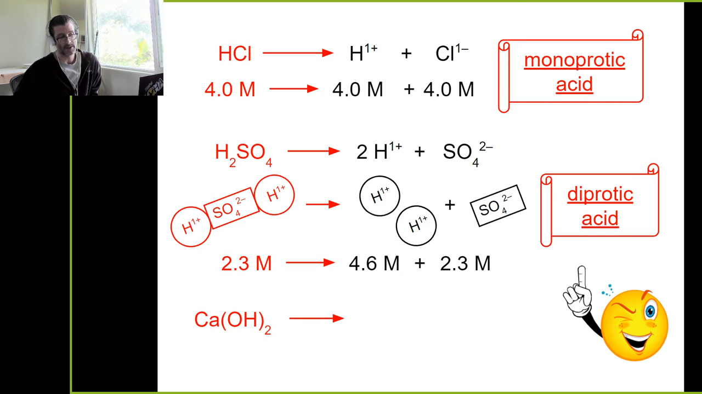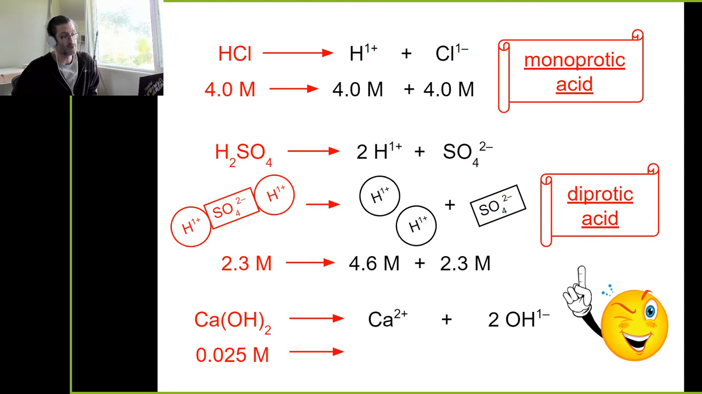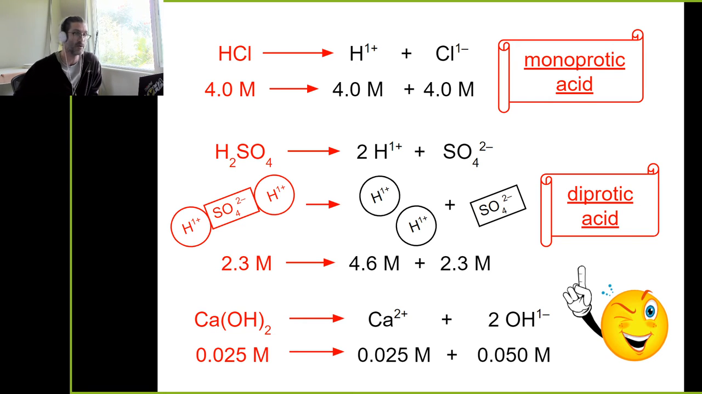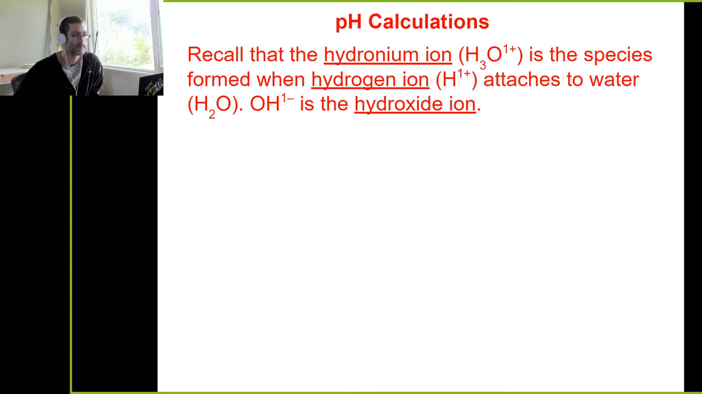Similarly here with something like calcium hydroxide, where we have Ca2+ and 2 OH-, when we're looking at its effect on acidity, we're only going to be looking at that concentration of OH minus. And since there are two molar equivalents of the OH minus, we'll get twice the effective concentration of that base. All right.